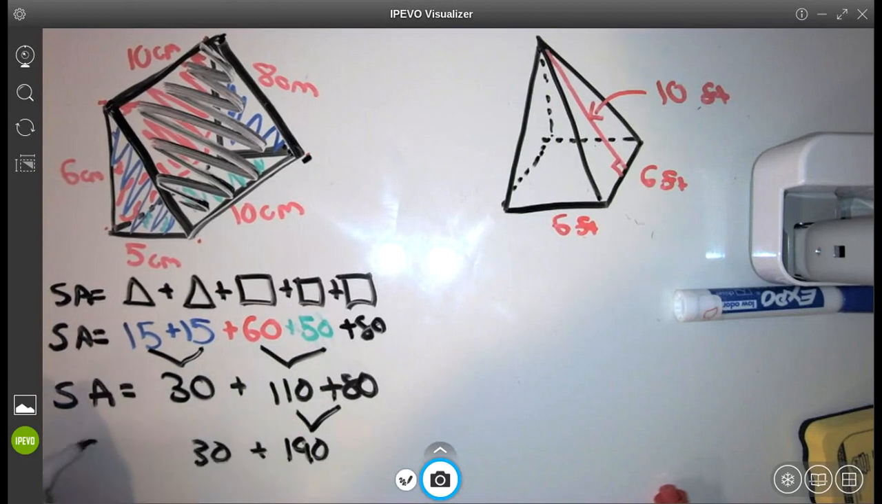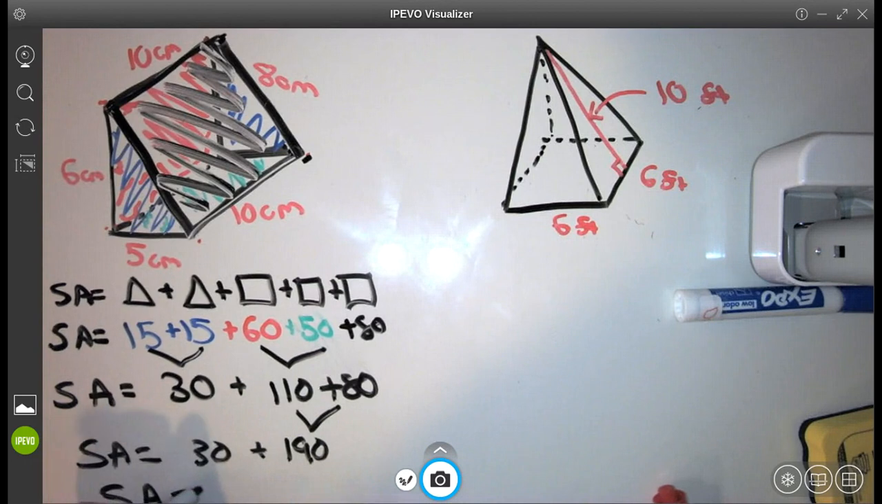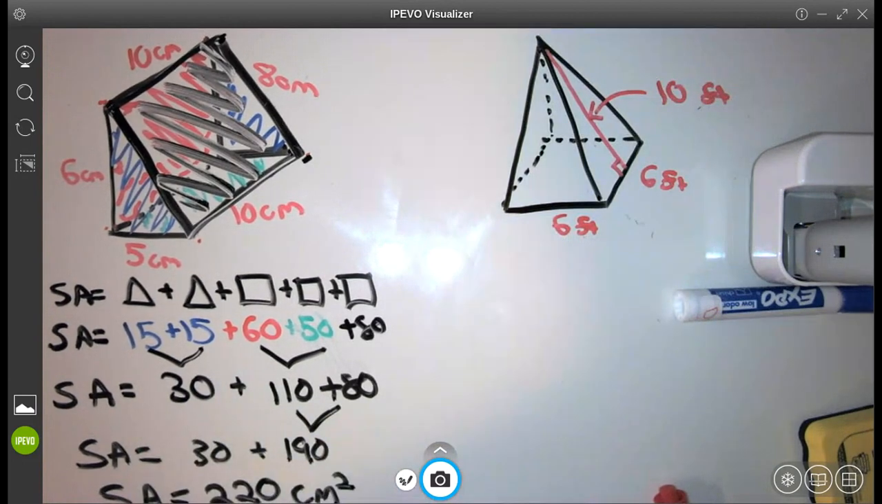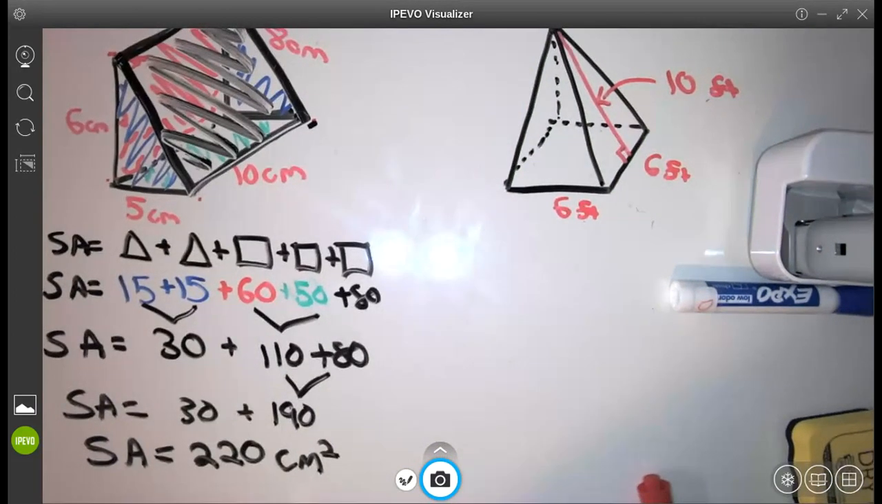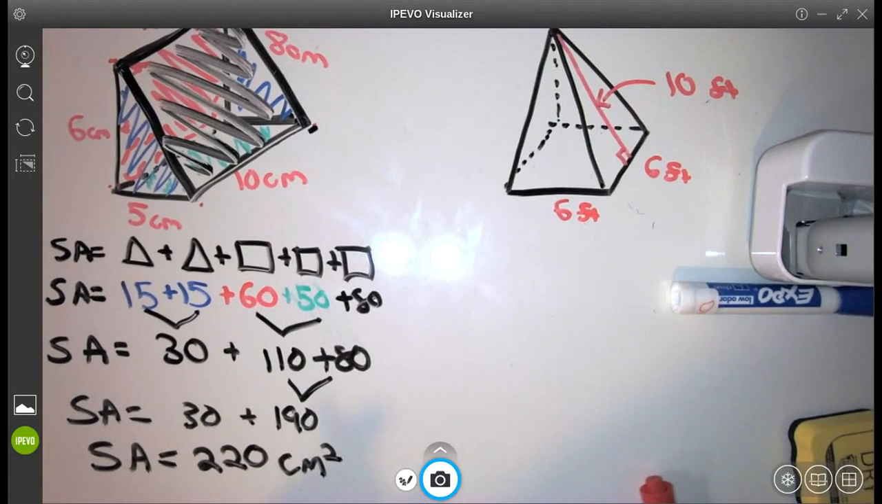Then I'm going to add 30 to that. So the surface area is equal to 220 squared centimeters. So also, guys, don't forget the units here. Right, so squared centimeters. All right, so hopefully you can find that helpful.